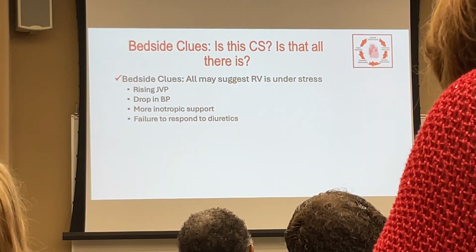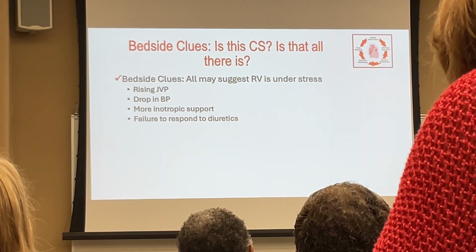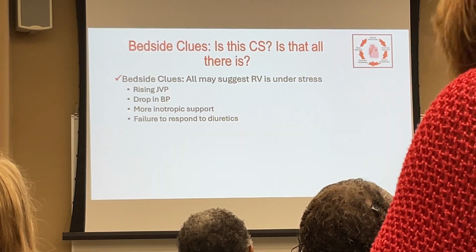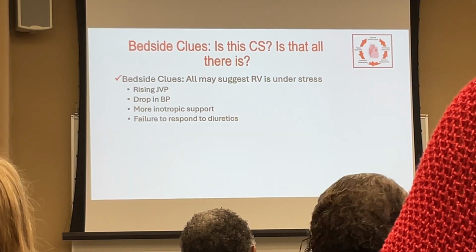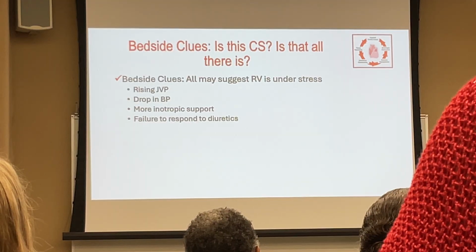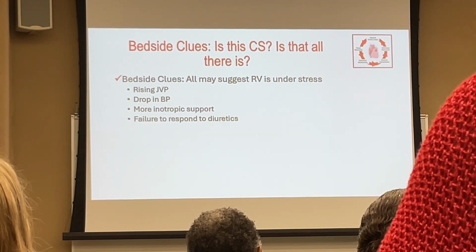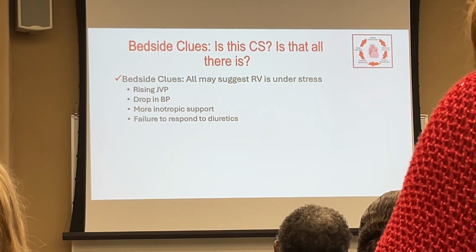So bedside clues in cardiogenic shock. Well, this is not all there is, but this is typically what we look at. RV under stress because of the LV, RV under stress because it's primary, it doesn't matter. You have a rising JVP, a rising CVP, you have a drop in blood pressure, you fail to respond to diuretics, and you need inotropic support. These are really good clues of cardiogenic shock.